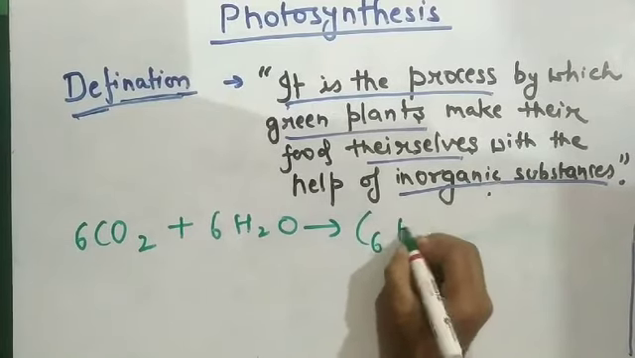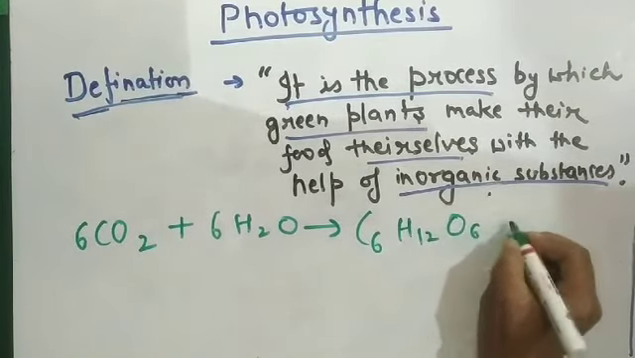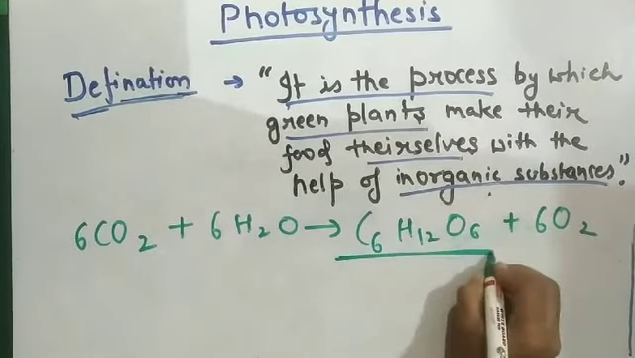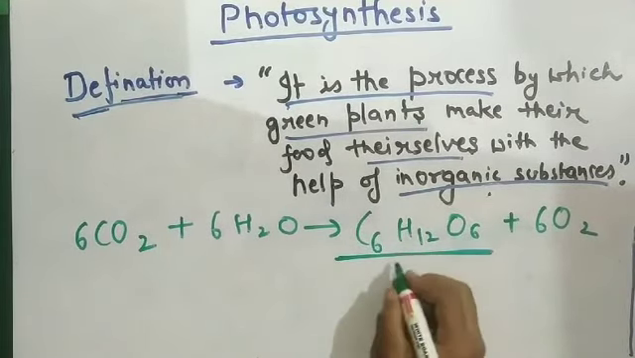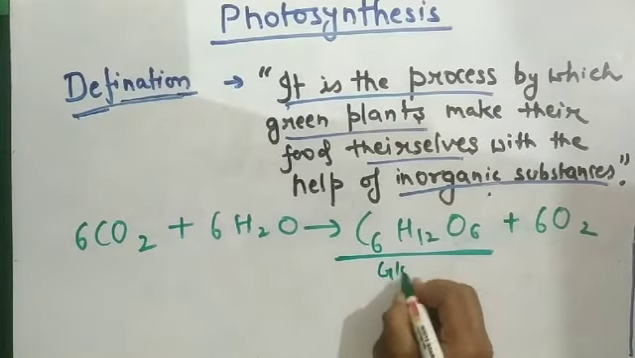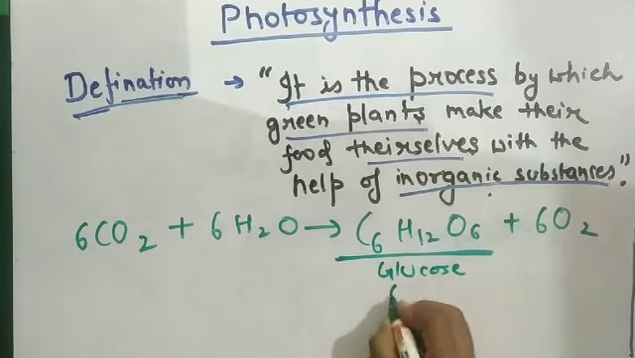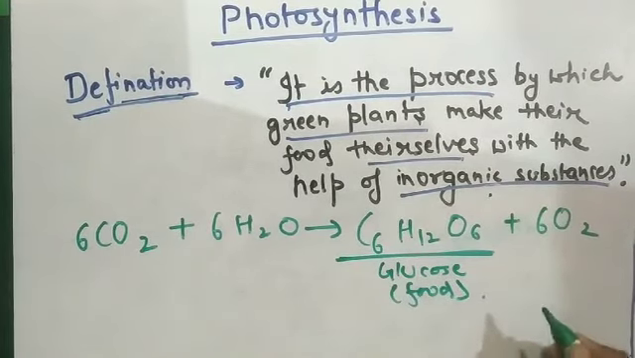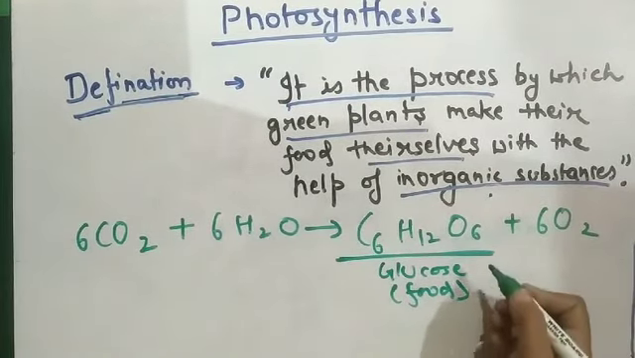that is C6H12O6 plus 6 molecule of oxygen. This carbohydrate that is formed in the process is glucose, and this is the actual food of the plant. So this glucose gives energy to the plant for its various functions. This is the food of the plant.